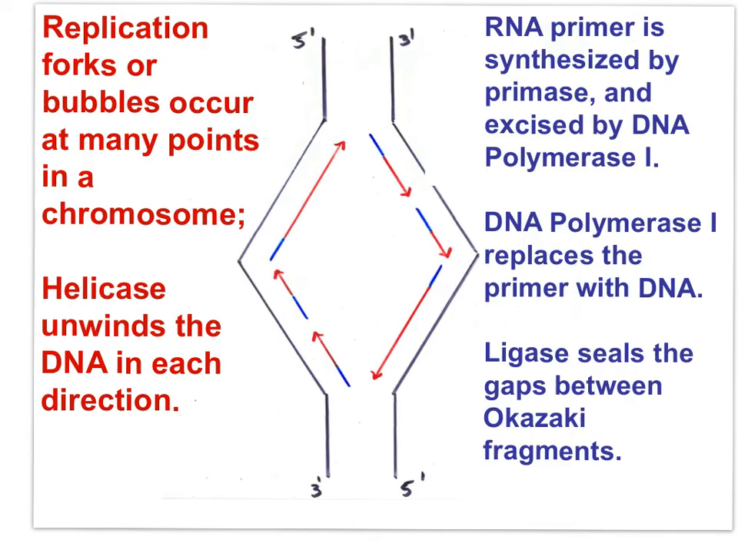As I mentioned earlier, replication forks do not simply open at one end of the chromosome and work toward the other end. Instead, DNA is opened at a replication bubble. In fact, numerous bubbles, like this one, are formed along the entire length of the chromosome. In this image, I've once again stated the roles of some of the enzymes, and I've shown the RNA primers in blue, and the newly synthesized DNA is in red.